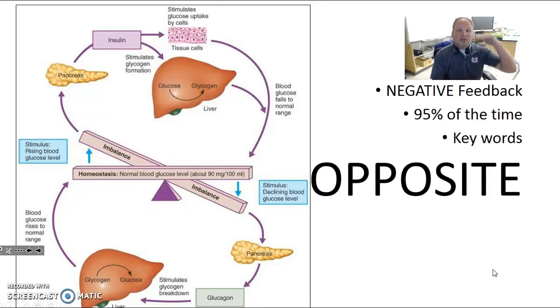So what happens when my body temperature rises? If I get hot, 101, 102, 103, man, I'm going to start sweating and do anything I can to bring it back down. What if my blood sugar rises? I'm going to lower it. Okay, what if my pH goes too low? I'm going to raise it. The key to negative feedback is whatever my original source is, I'm going to do the opposite.